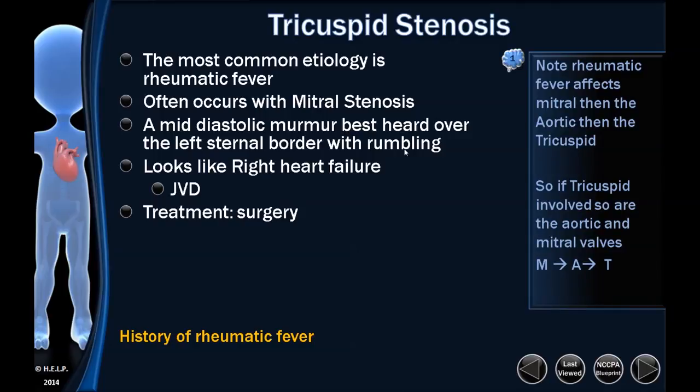Just noting, rheumatic fever. If it affects the tricuspid valve, then it also affected the aortic and the mitral valve. If rheumatic fever just affects the mitral valve, that's possible. If rheumatic fever affected the aortic valve, then it probably affected the mitral valve. So the order is, rheumatic fever affects the mitral first, then the aortic, then tricuspid most commonly. So if somebody has tricuspid stenosis due to rheumatic fever, they probably have some aortic stenosis and mitral stenosis due to the rheumatic fever as well.